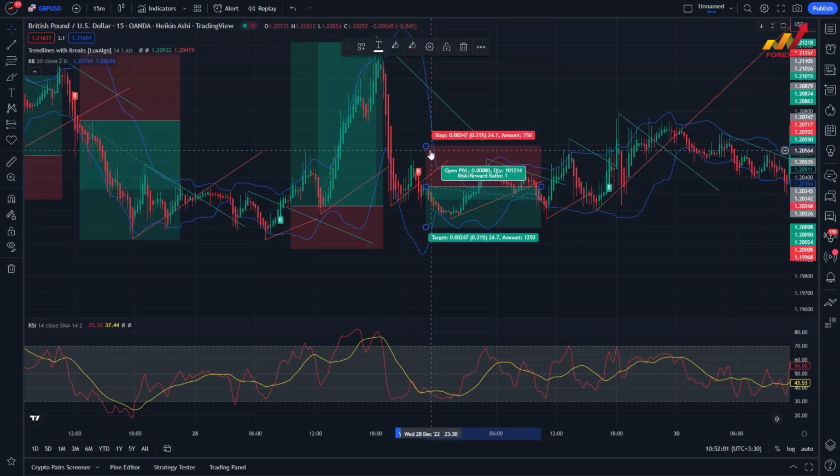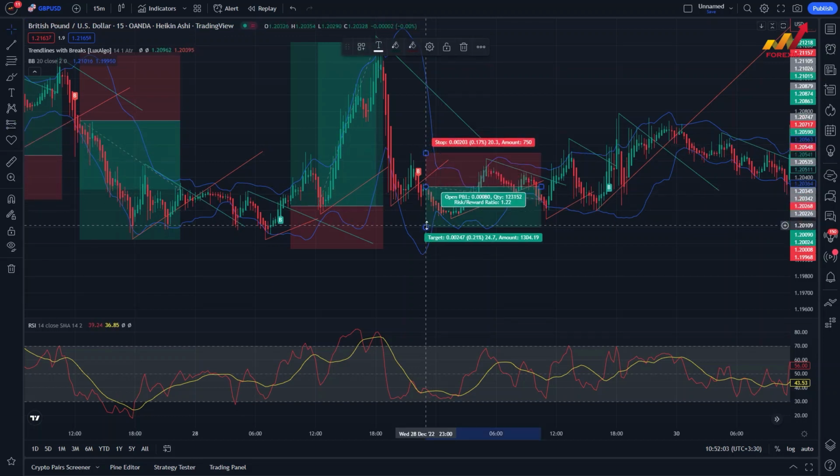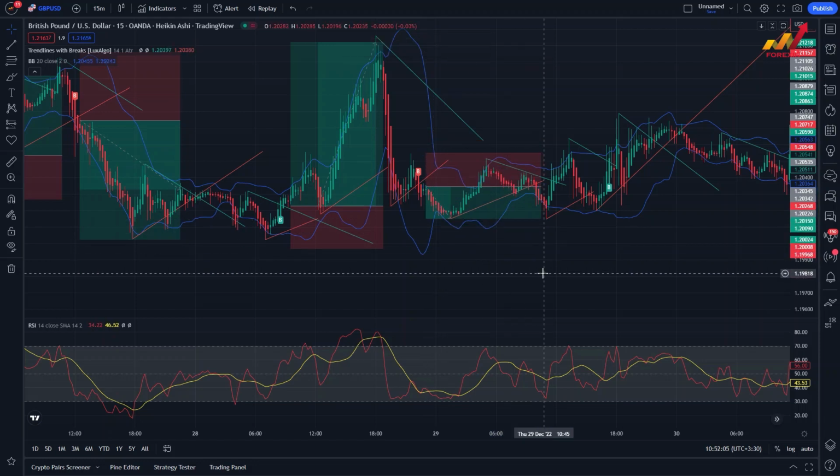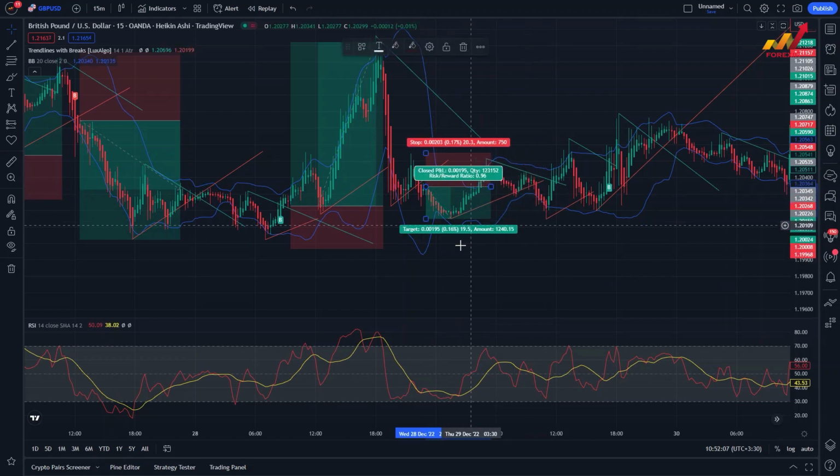Here it is better to ignore this signal because the price is in the oversold zone. As you can see, this signal can be used, but it is high risk.